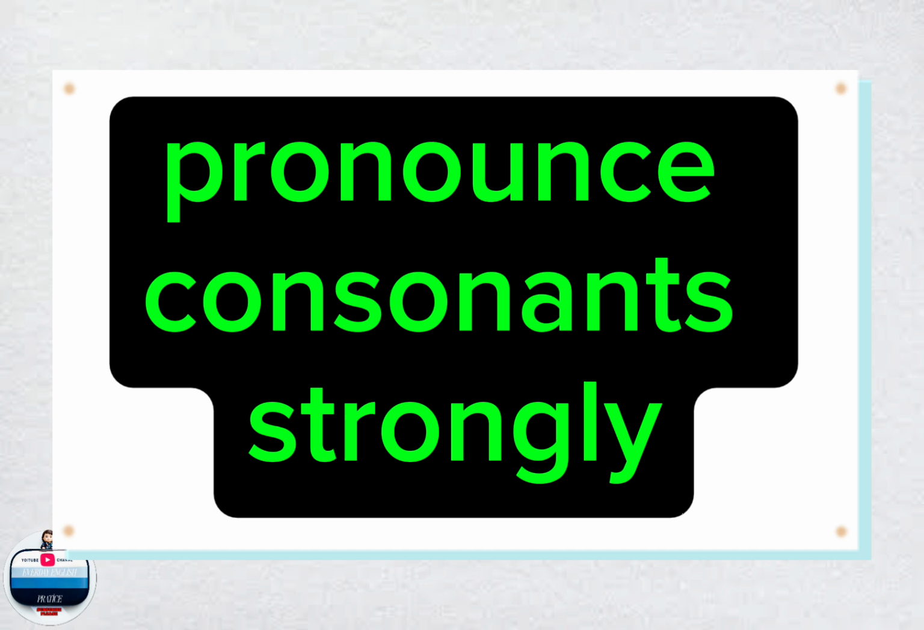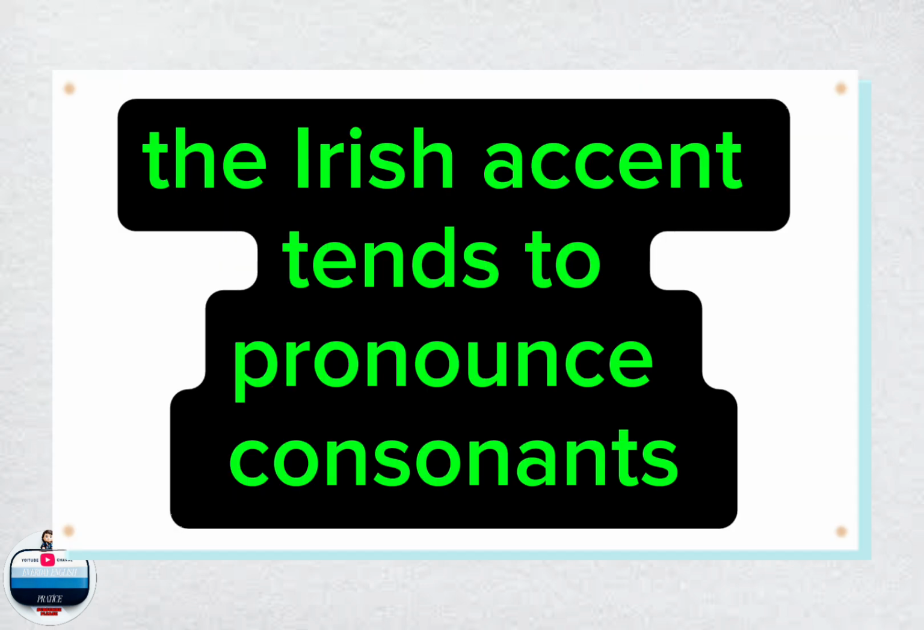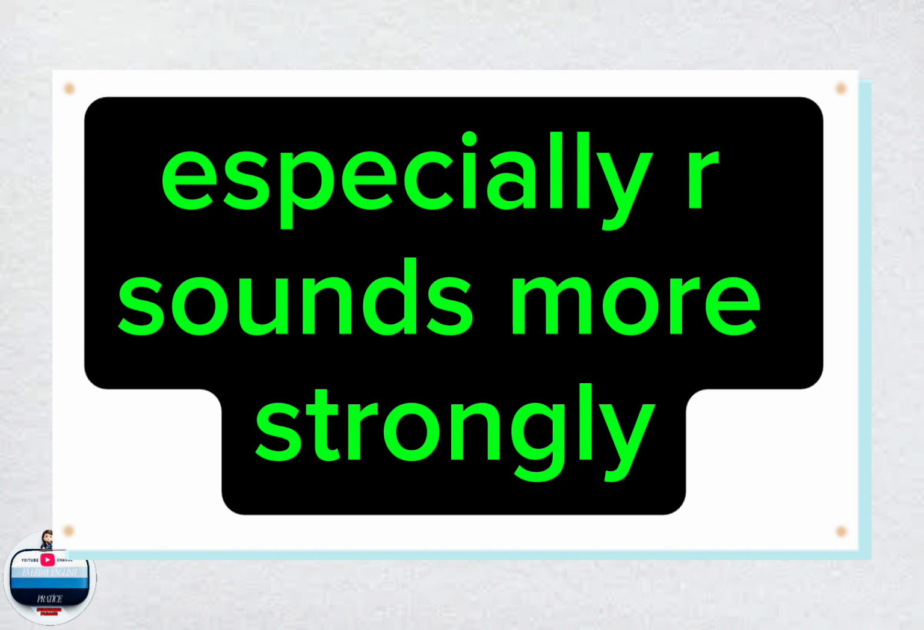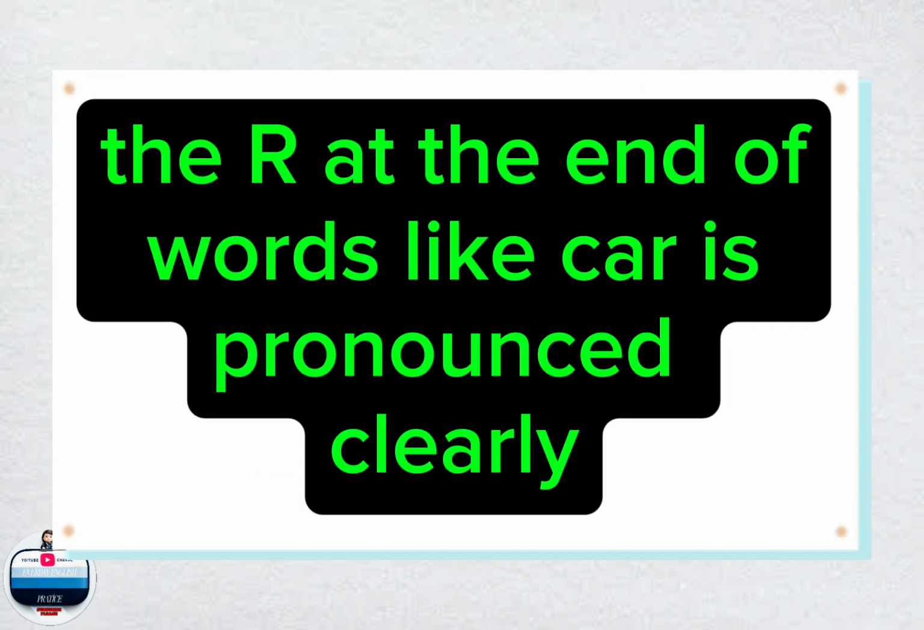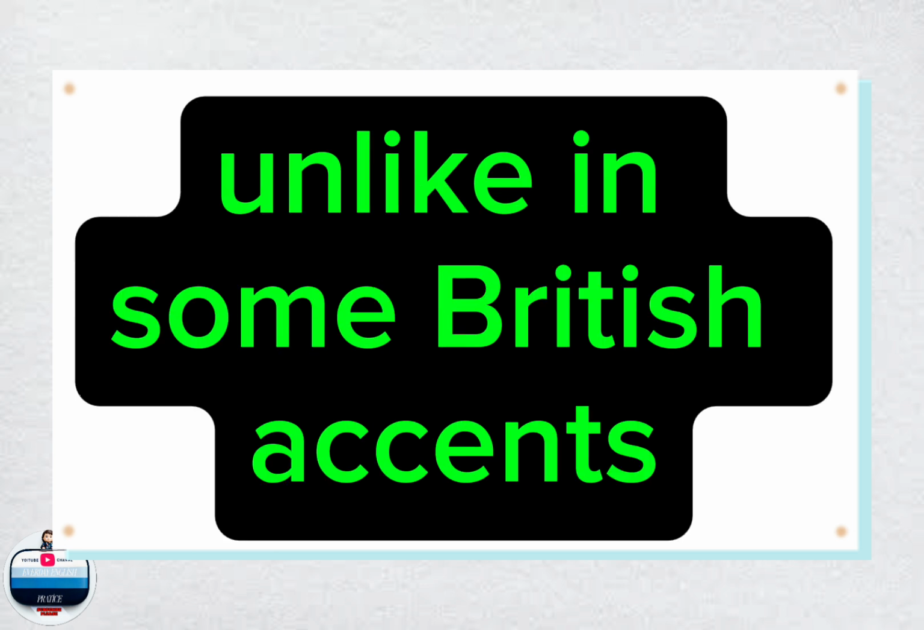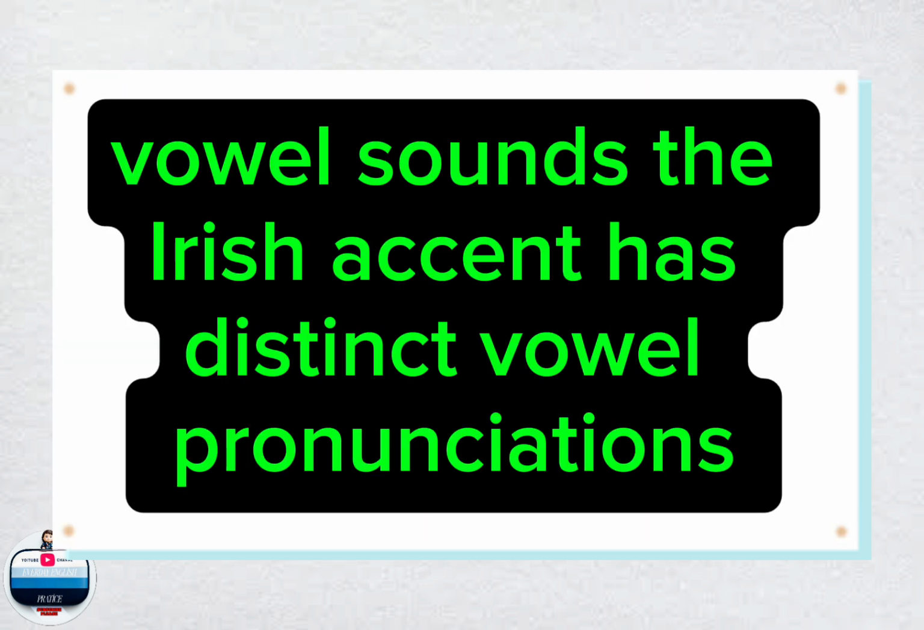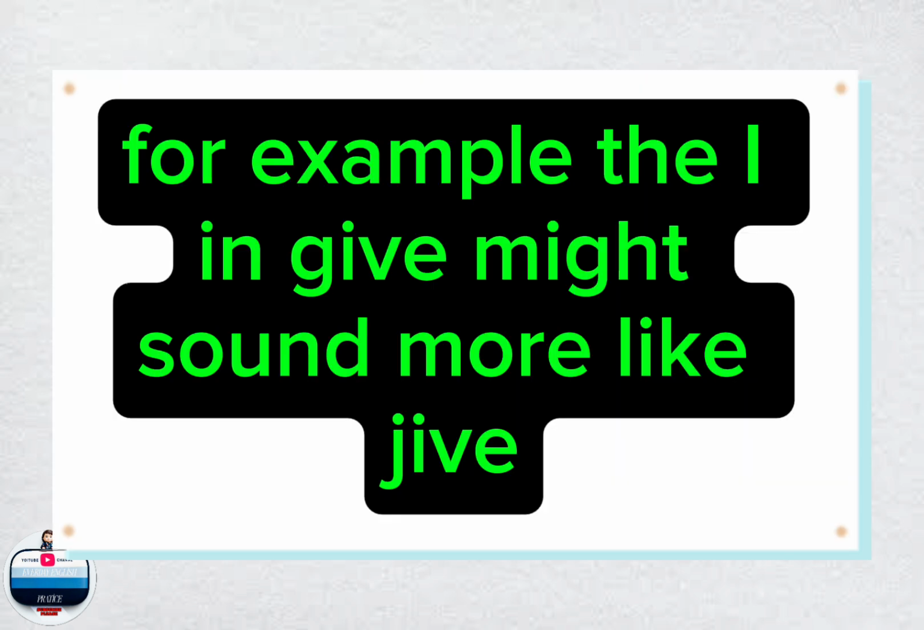Pronounce consonants strongly. The Irish accent tends to pronounce consonants, especially R sounds, more strongly. The R at the end of words like car is pronounced clearly, unlike in some British accents. Vowel sounds. The Irish accent has distinct vowel pronunciations. For example, the I in give might sound more like jeeve.